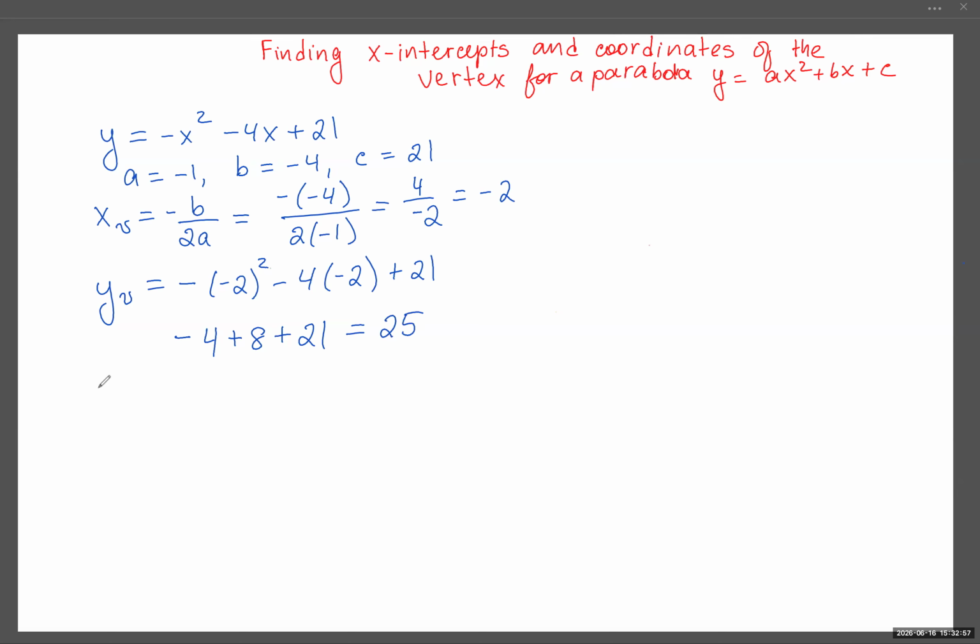So the coordinates for the vertex would be -2 and then 25. So vertex is done. Let's go ahead and look at the x-intercepts.